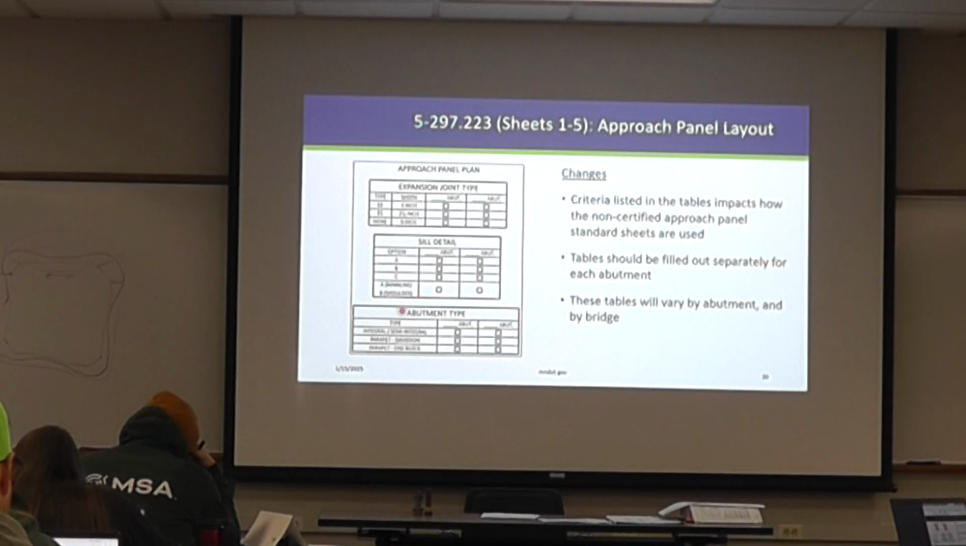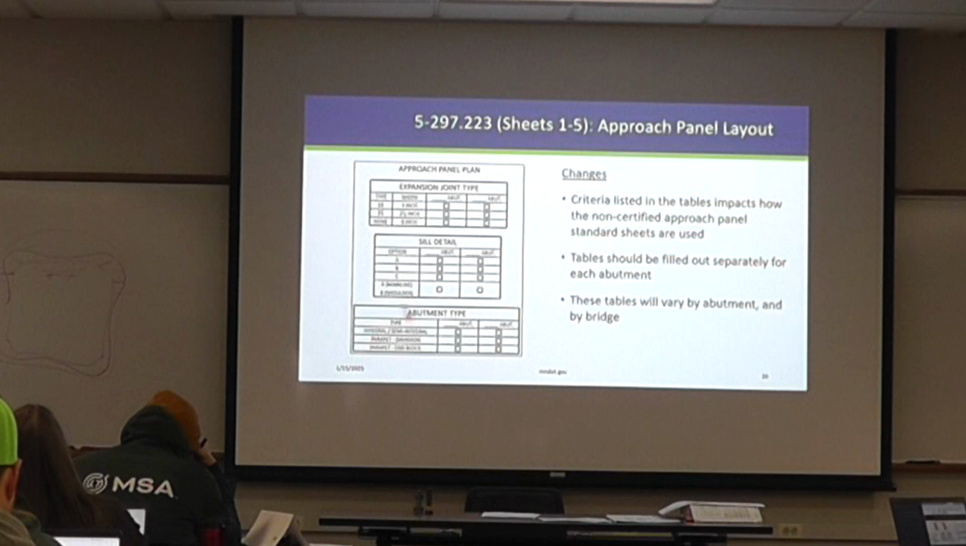And lastly, the abutment type. It's pretty simplistic, but basically they'll specify if you have an integral or semi-integral, a parapet Davidson, or a parapet end block option for that abutment. And again, each abutment might be different, even for that individual bridge.